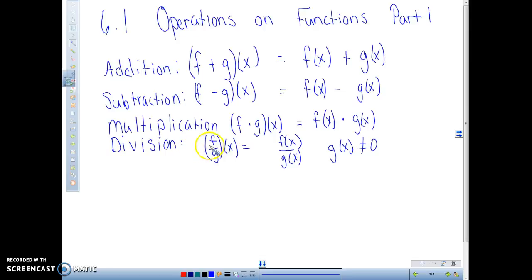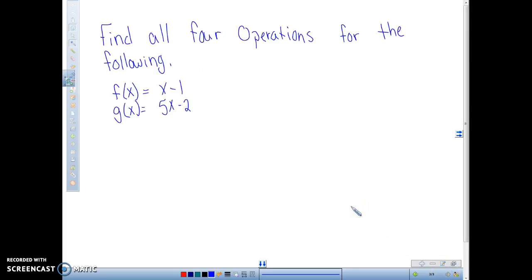And then division, f divided by g of x is the f function on top, the g function on bottom, and the g function cannot equal 0. So let's do some examples with these. So it says find all four operations for the following. F of x equals x minus 1 and g of x equals 5x minus 2.